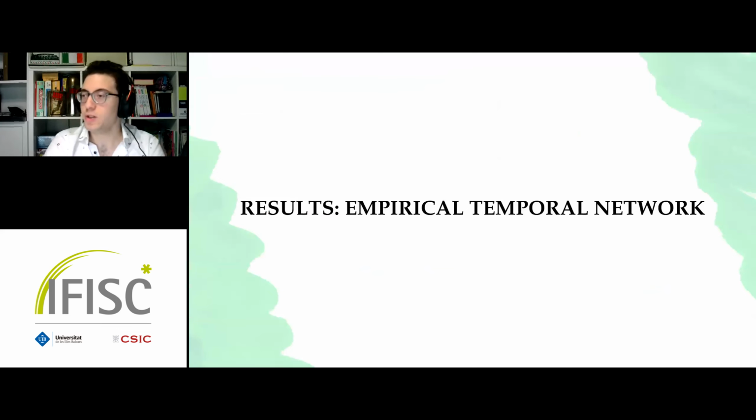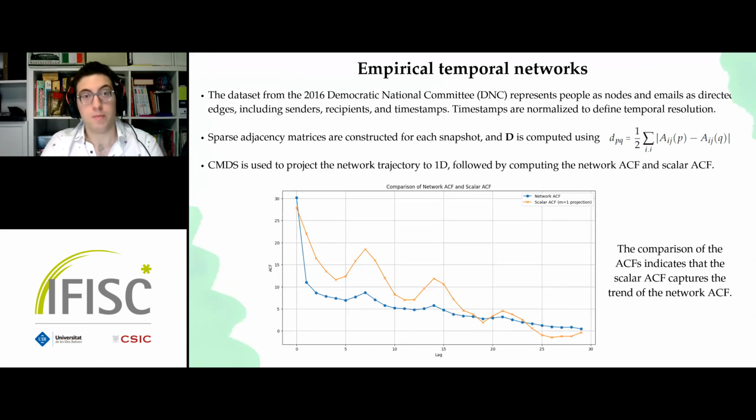And now we are going to review the empirical temporal networks. This is a data set my tutor Lucas and other researchers at IFISC have worked on, about politicians in the Democratic National Committee of 2016. Each node is one person, and the edges are emails, and they are directed, okay? The dataset has senders, recipients, and timestamps, and timestamps should be normalized to define a temporal resolution that captures the dynamics of the temporal network.